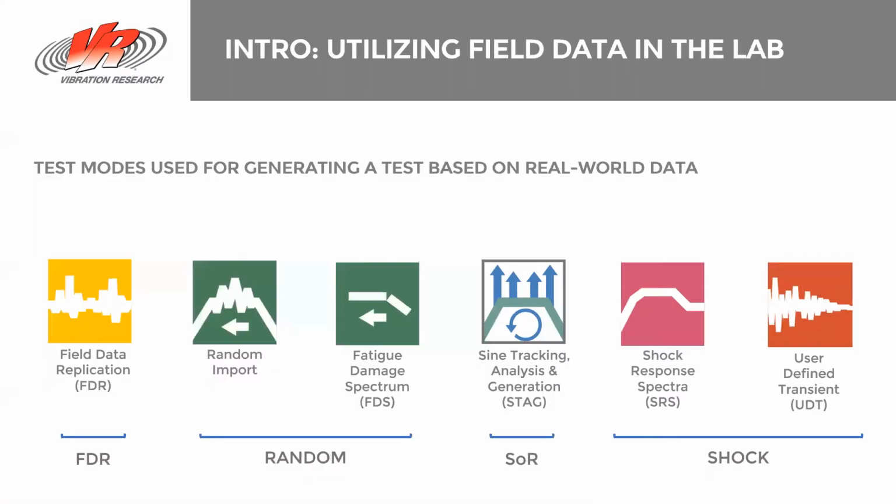The first thing that I like to look at is how can we utilize field data in our lab? Well, there are a lot of ways that we can do it. If we're looking at the vibration research software, here are 6 modules that we have that are targeted at taking field data and playing it on your shaker. The first one is probably the most simple one. It's our field data replication software, the FDR software. What this does is it plays back that field data one-to-one on your shaker.